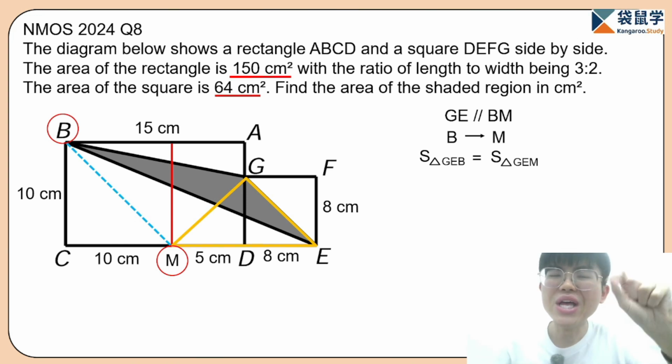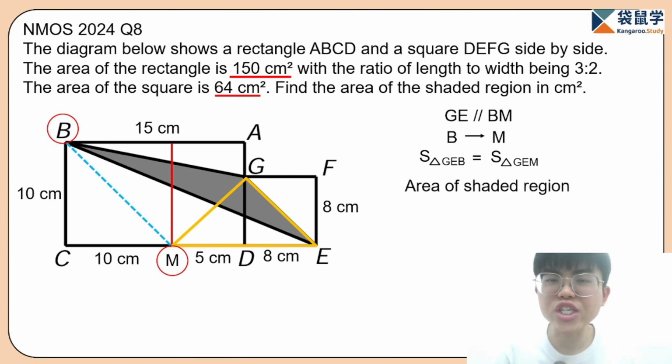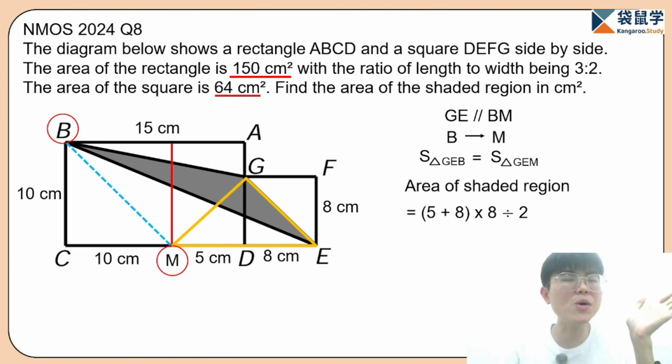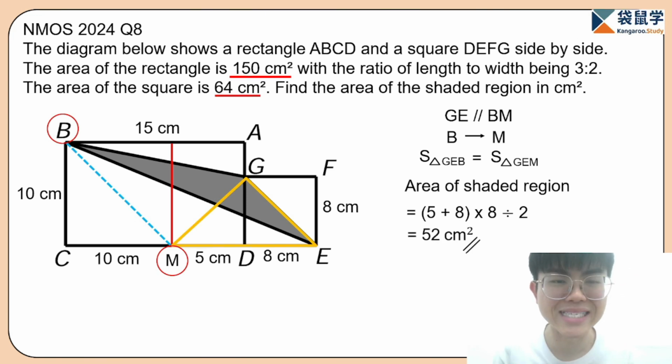So now guys, to find the area of the shaded region, we can just directly use the formula for the triangle, which is bracket 5 plus 8 times 8 divided by 2. And we will get that it is also equal to 52 cm squared. And this is our final answer, right?